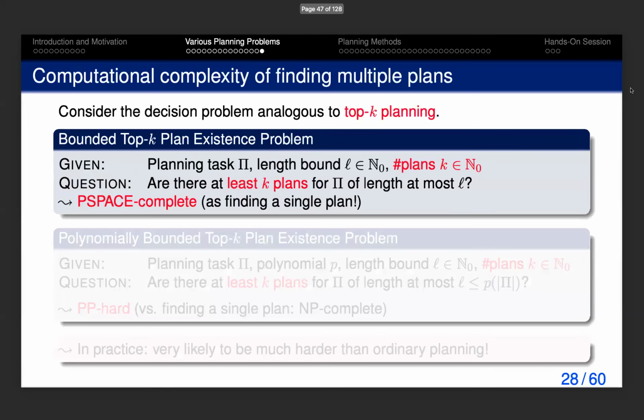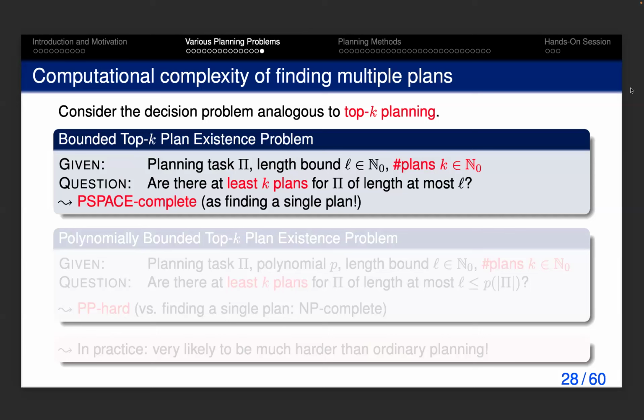So let's go. What's the computational complexity of finding multiple plans? Analogously to bounded classical planning, we will define computational decision problems for top-K planning, which is basically: given a planning task, a length bound L, and the number of plans K, are there at least K plans for Pi of length at most L? Not surprisingly, it is PSPACE-complete.